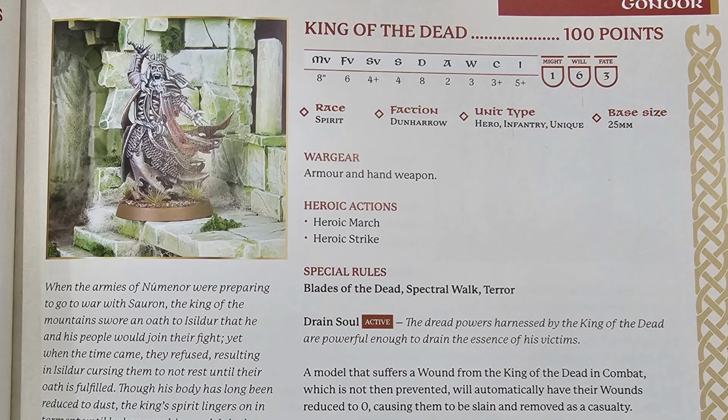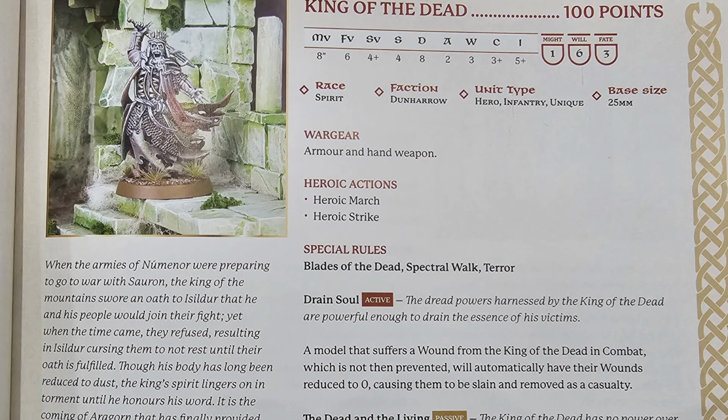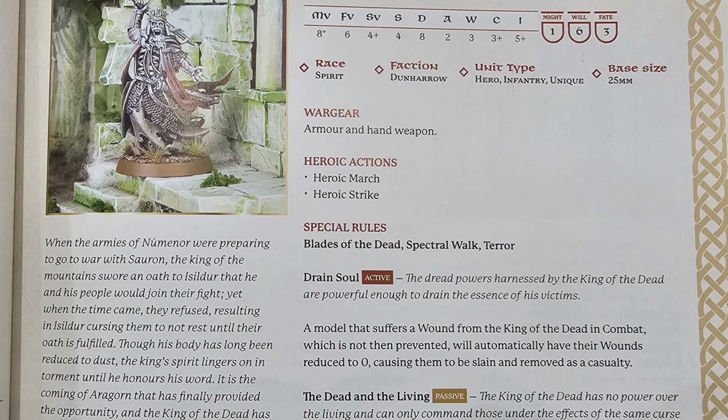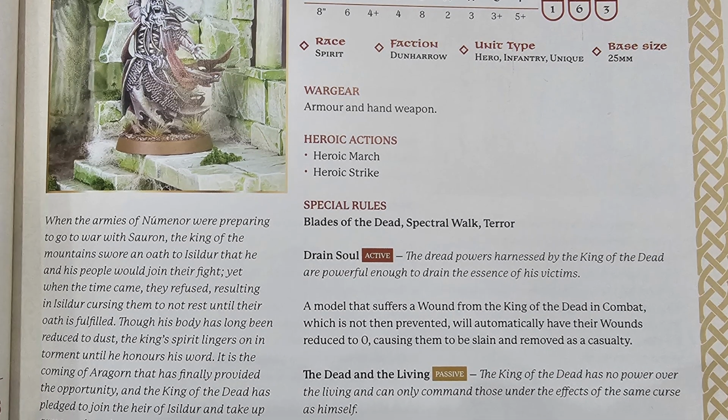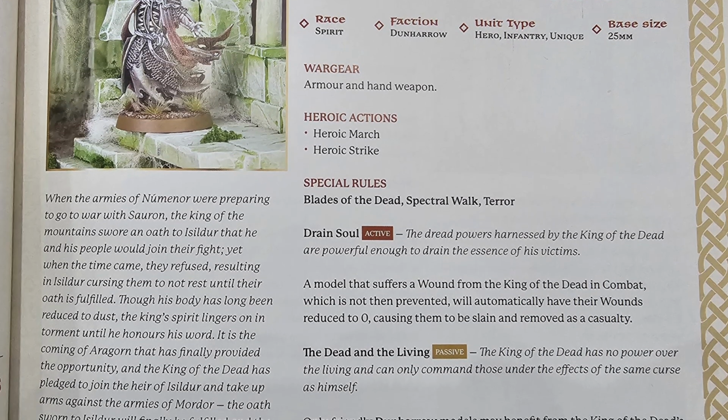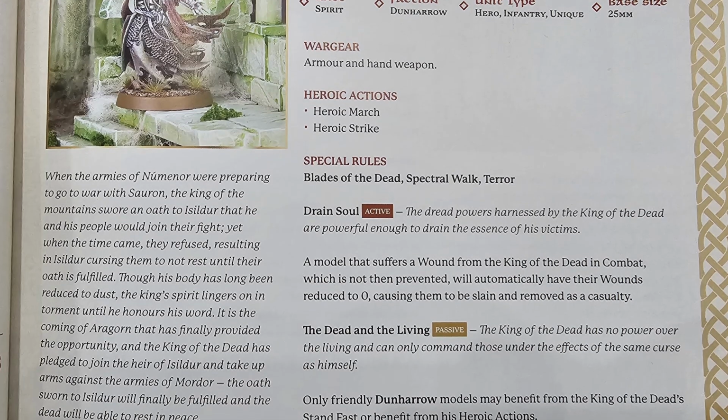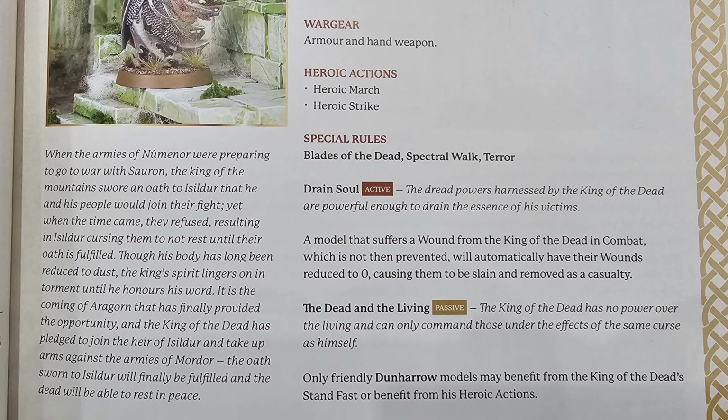The example we have here is the King of the Dead. The Dead and the Living special rule states only friendly Dunharrow models may benefit from the King of the Dead stand fast or benefit from his heroic actions. This means only models with the Dunharrow keyword in their unit type and their profile will be affected by this rule.